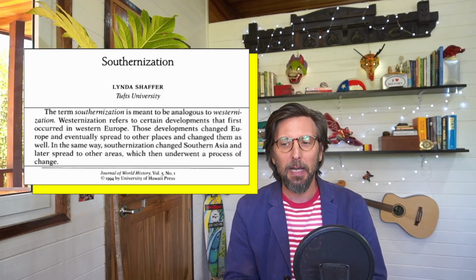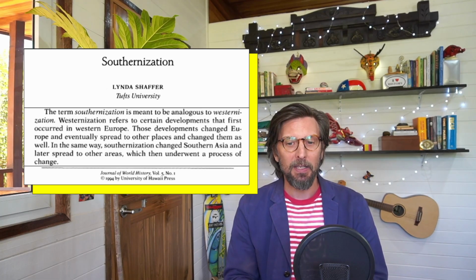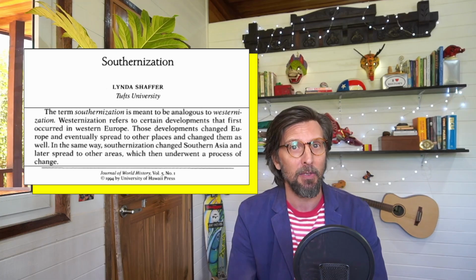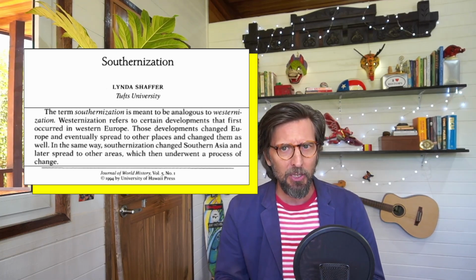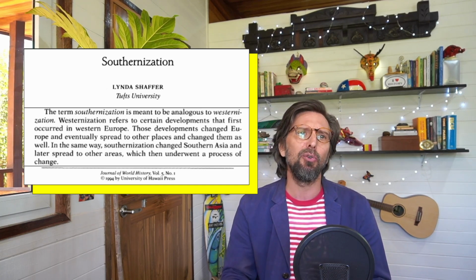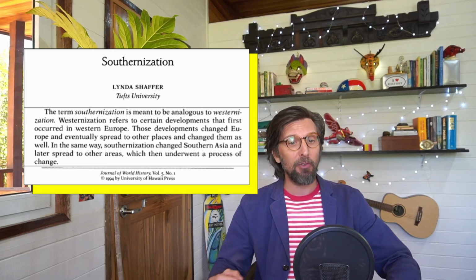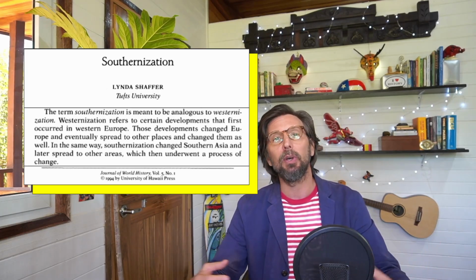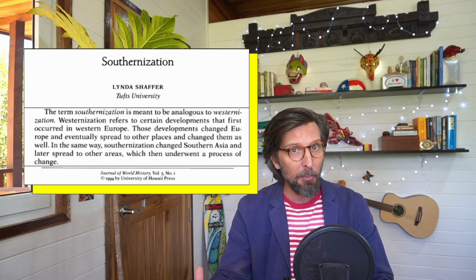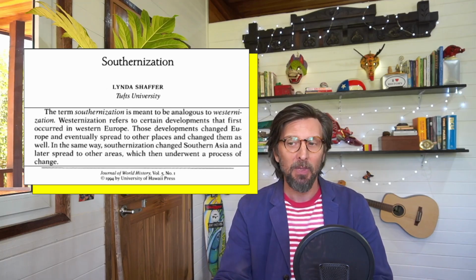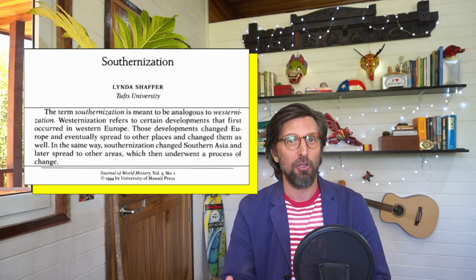This is an essay by Lynda Shaffer called Southernization. The title hints at what she's getting at here. She's got this idea that in this period from 1200 to 1450, you have a concept that's analogous to Westernization. Westernization basically means when Europe starts to enter the world system, they're bringing their Western values, their Western modes of production, their economic system, etc., to the rest of the world. And they will have this quite profound impact on how the world functions.